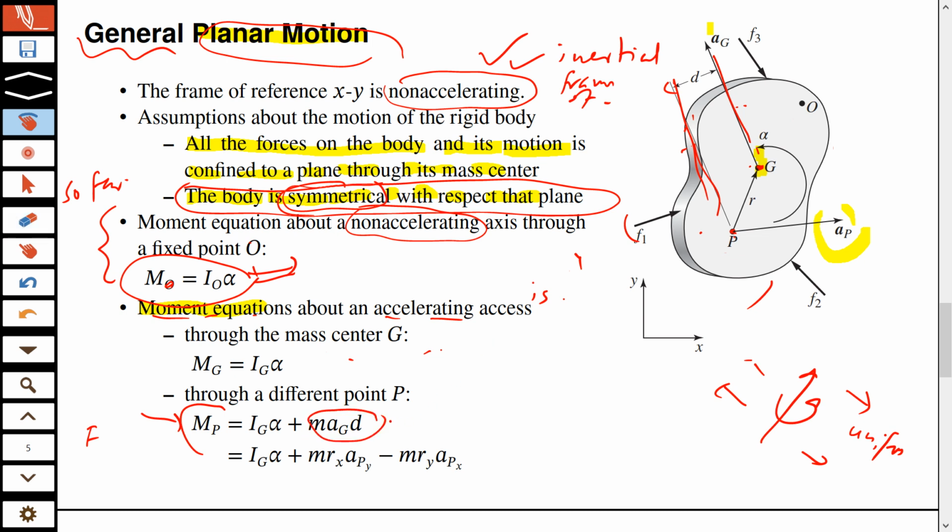You can think of that as, remember, we used to call this the inertial force, and now you can call this the inertial moment. But sometimes you may not be given information about AG. What if you are given information about AP? So now this equation is not useless, okay? Then you can write the moment equation for MP in this form. You still write IG alpha, but instead of this you use AP.